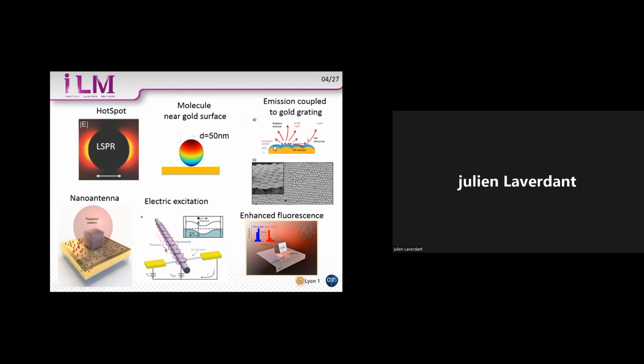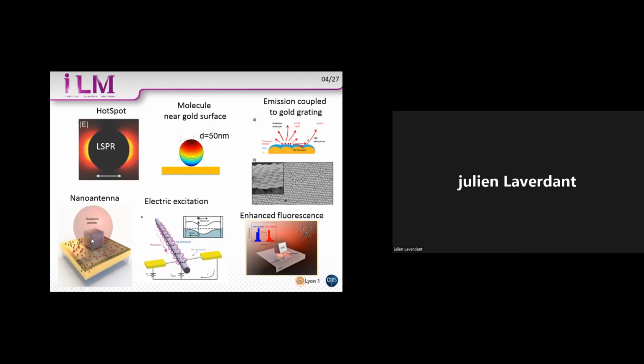A grating is something like this. You can have a periodic pattern. And if you take a gold grating and you put some molecules near this grating, you can redirect the light in different directions according to the grating period. So this is one way to also control where you can extract light. And in some applications, you can also combine the two.